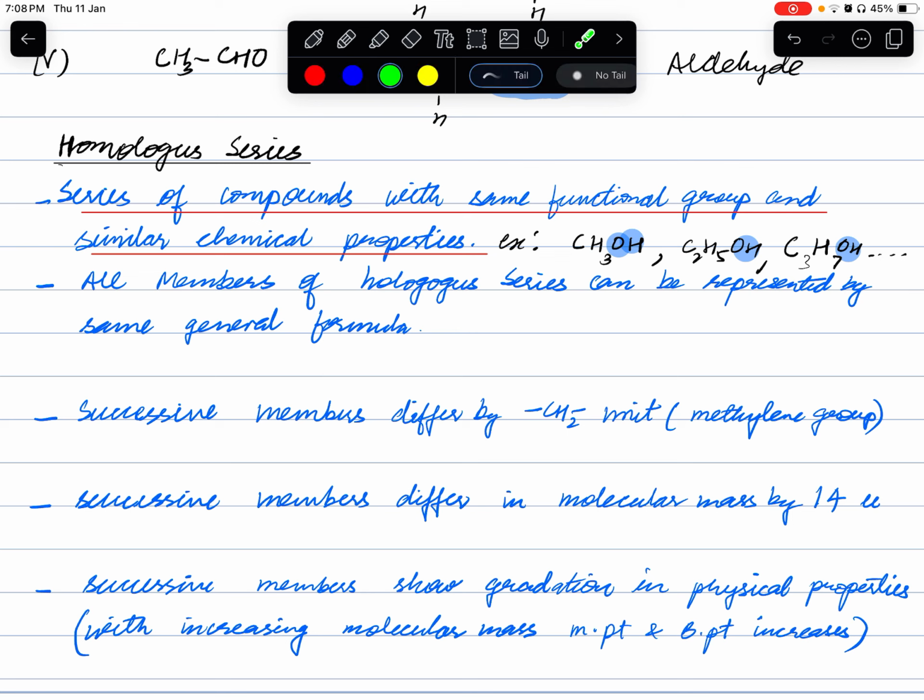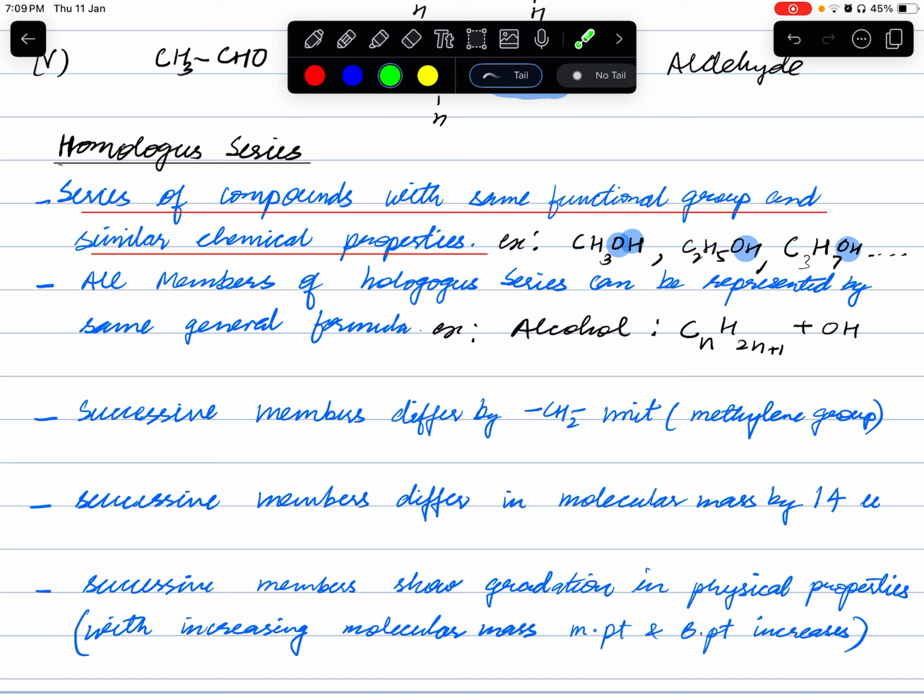Fine. Next idea, all members of homologous series can be represented by same general formula. Like for example, for alcohol, we have general formula as CnH2n+1 and then plus OH. So whatever is the number of carbon atoms in the compound, twice the number of carbon is the number of hydrogen plus one extra hydrogen and plus OH group. All these members can be represented by this formula. You can check whether the formula is being followed in these examples or not.